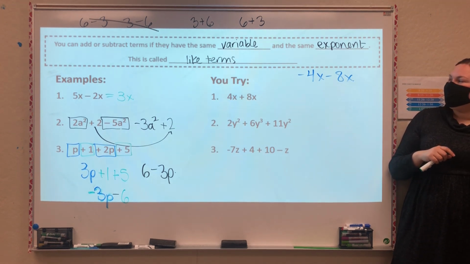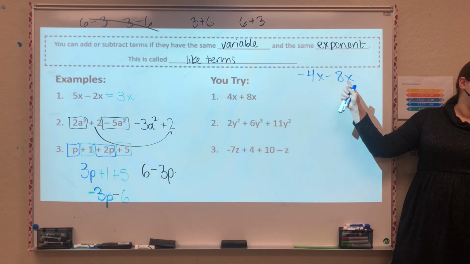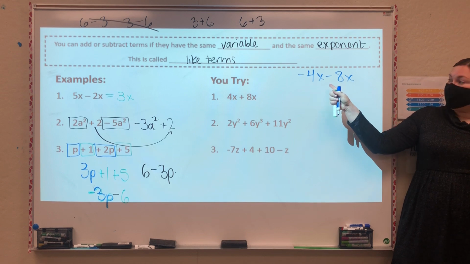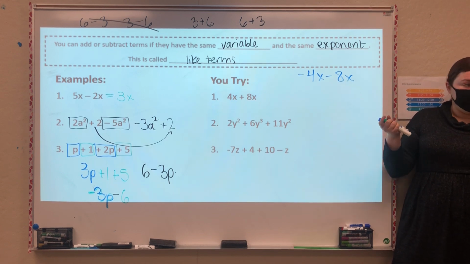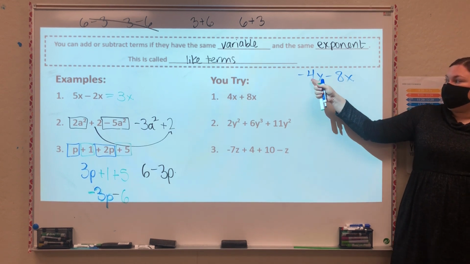Negative plus negative, positive. So what I'm hearing you say is we can combine these. Can we? Yeah, we can. So it just goes back to -4.